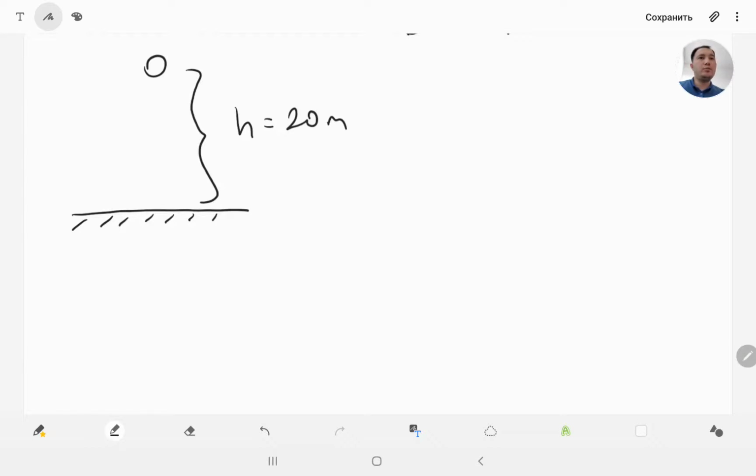Yes, this is a motion with constant acceleration, and this acceleration is equal to gravity in this case. Alternatively, you can solve this problem by using the energy method. Conservation of energy says that initial energy should be equal to final energy.